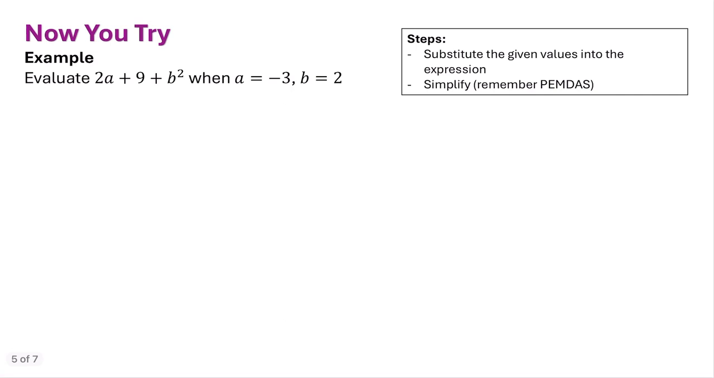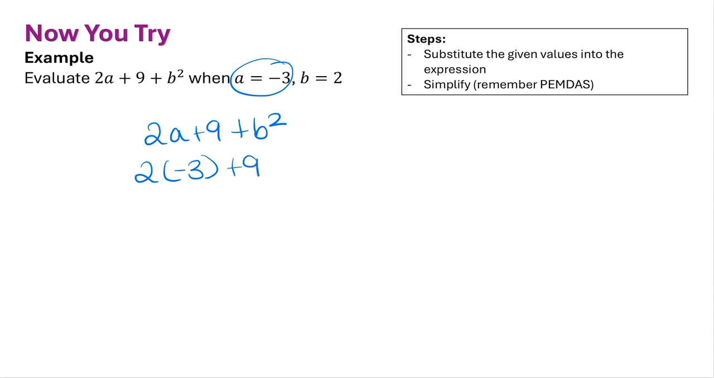Now you can go ahead and pause the video and try doing this example on your own. I have 2a plus 9 plus b squared. So I have 2 times a, which is -3, plus 9 is just a constant, so I'm going to leave it. And then b equals 2, so I'm going to substitute 2, and I have 2 squared.